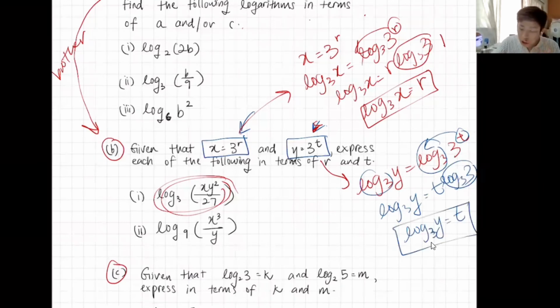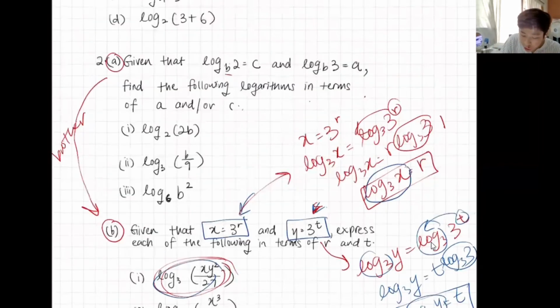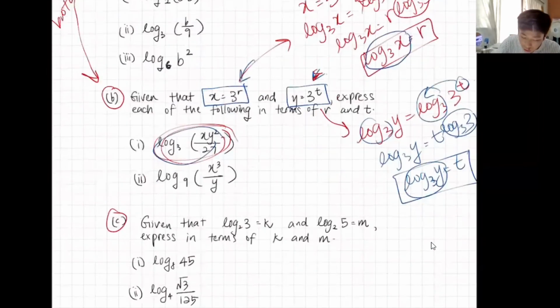So if you can express your answer here in terms of log base 3 x and log base 3 y, you can substitute the respective substitutions with r and t. Okay, so this is the question. You try to recognize the pattern. If they give you this one, you need to take log base something first. If they give you this one, you don't have to. You just break this thing up and substitute. So you must know the pattern, the difference between them. I'll just try to do it on the next page.